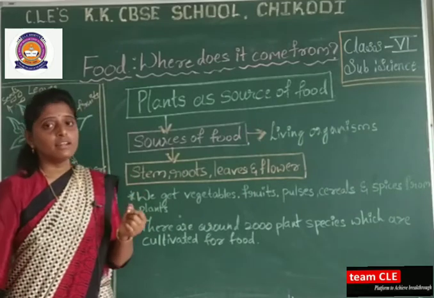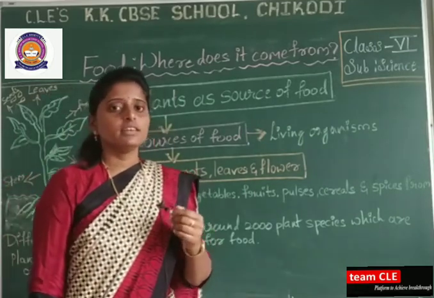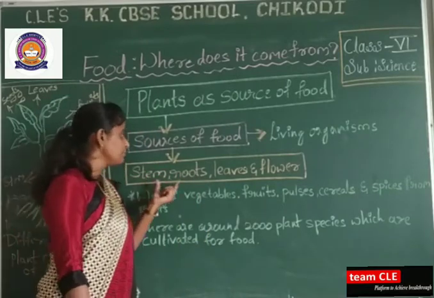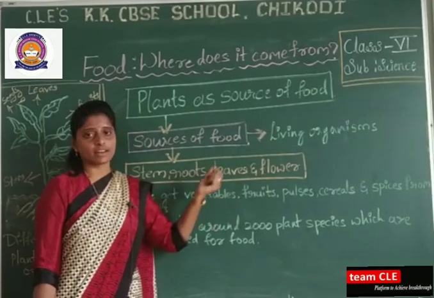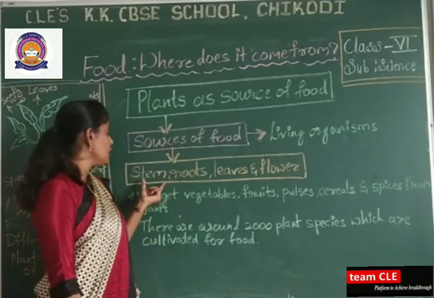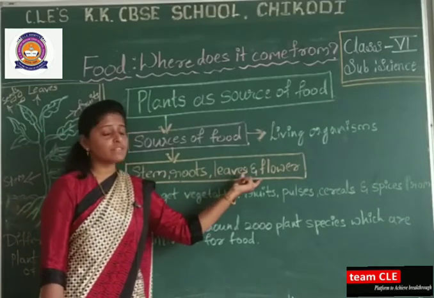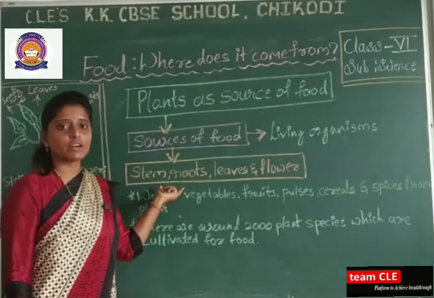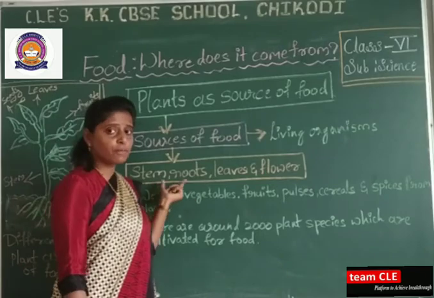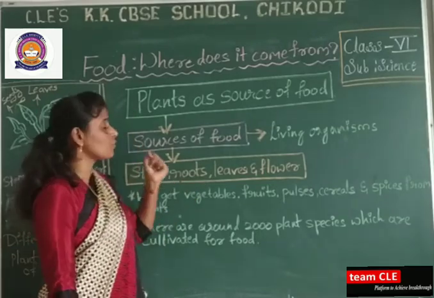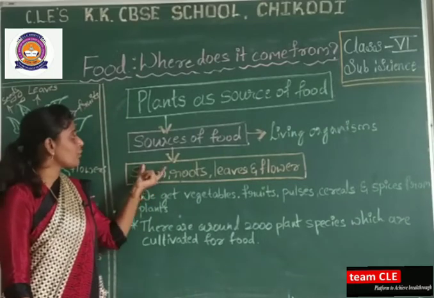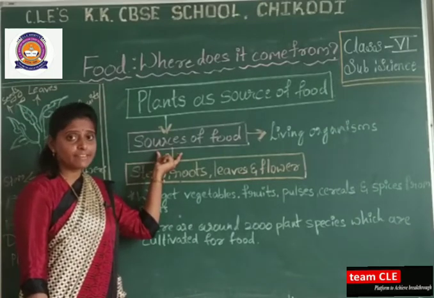Which parts do we consume as food? Stem, root, leaves and flower. These are the parts of a plant. They are also sources of food. Yes, we are consuming the stem also. Stem is one of the sources of food we are getting from plants.